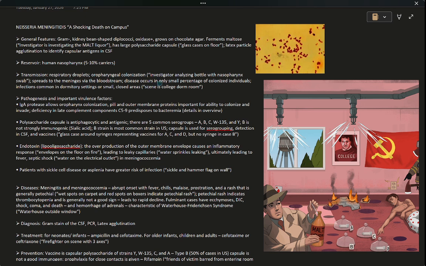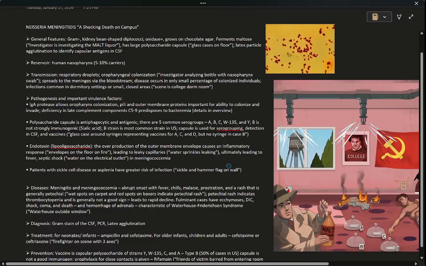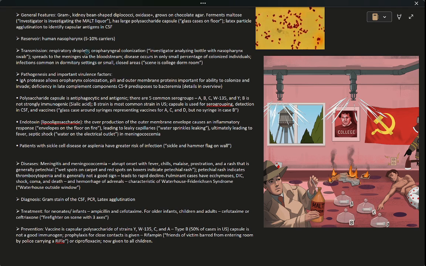And disease occurs in only about a small percentage of colonized individuals, or individuals with these colonized Neisseria meningitidis. And then infections will typically be common in dormitory settings or small closed areas, and that is why this sketchy image shows a college dorm room shown over here. So if you're a college student or a graduate student, or if you're a student who lives in a dormitory, be careful about this bacteria.